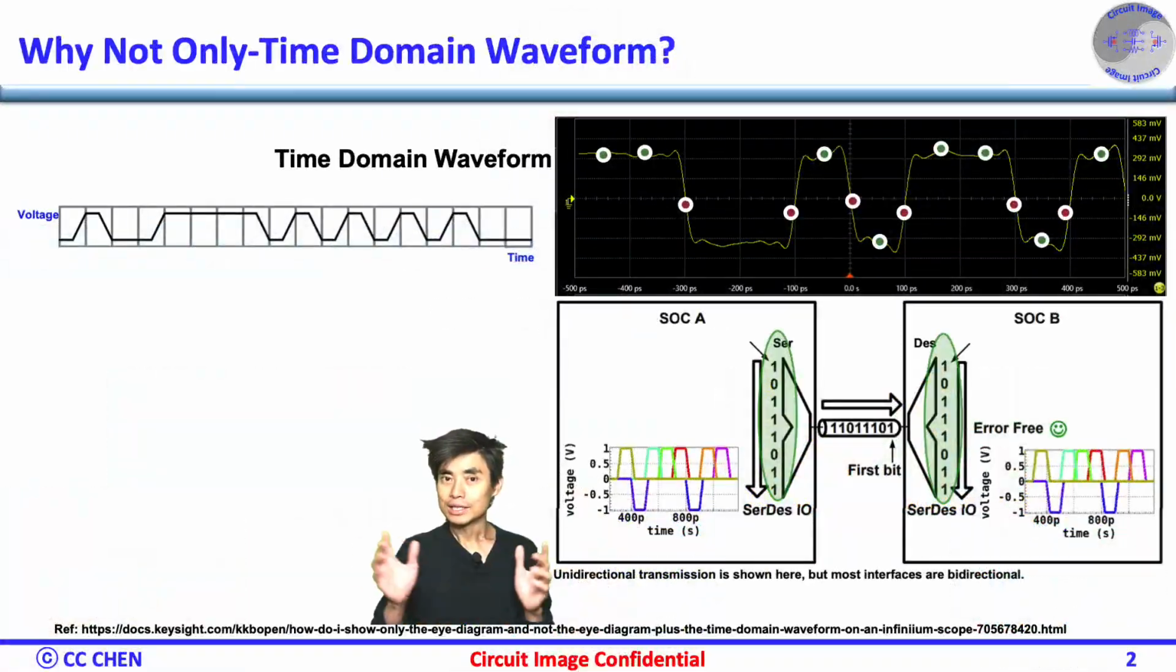As usual, in any circuit design, we must look at the time domain waveform and see if the signal is as expected as the design target. But in a communication system, looking at the waveform at the TX SOC A and the RX SOC B isn't sufficient to evaluate if error-free operation over the target bit error rate, for example, 1E minus 12, is doable.